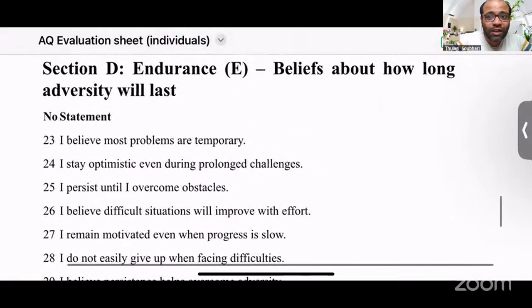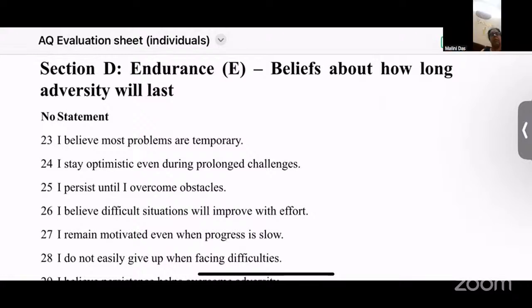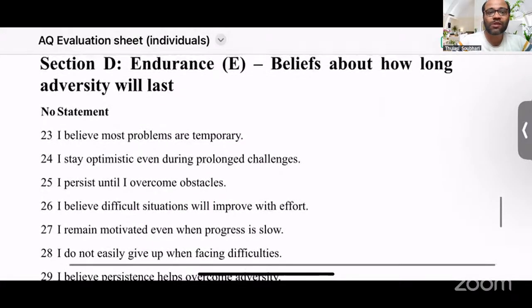Endurance is your belief about how long adversity will last. See, if you think that the world will end with a war for water, you're saying ultimately this will happen. That is your belief. So if you think positive, you get a positive result. If you think negative, you get a negative result. That's all. It's how well you perceive a situation. Either you persist or resist. If you resist, you cannot grow. If you persist, you will grow. It's like that. So, endurance.